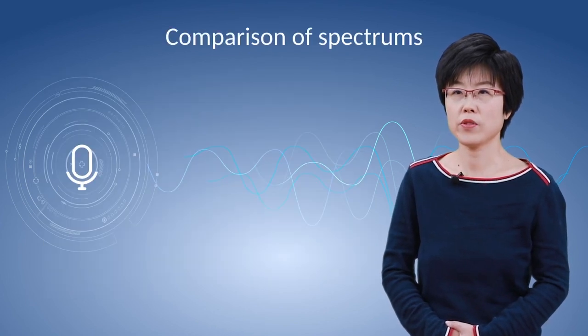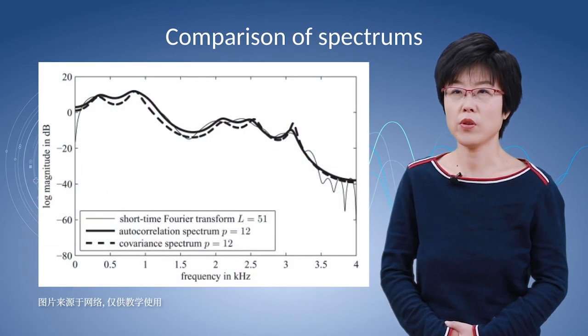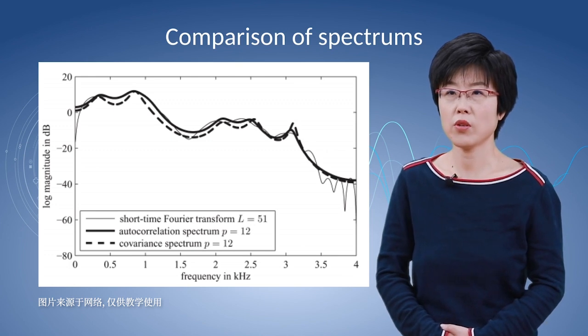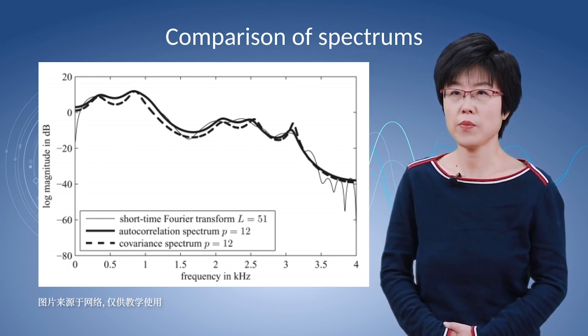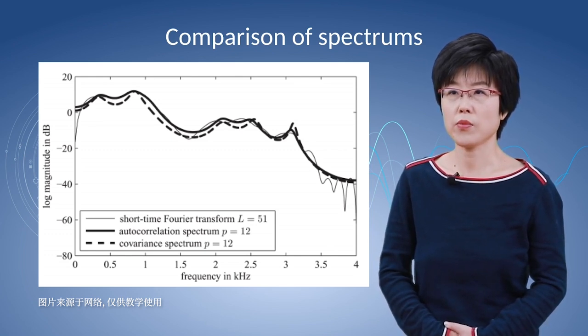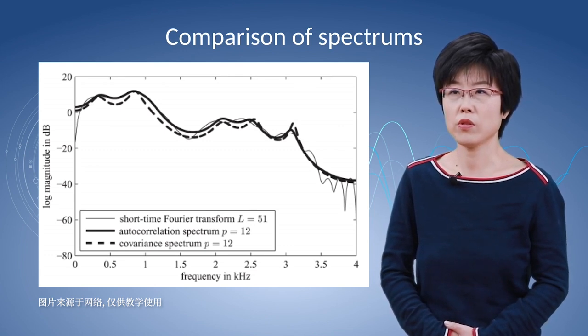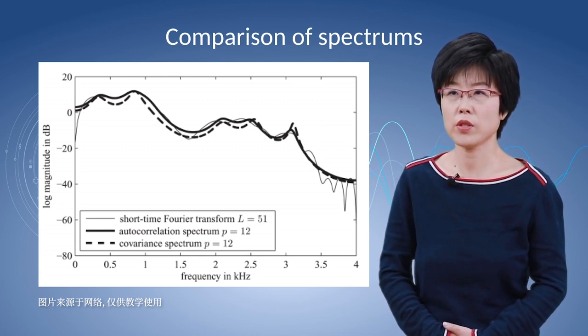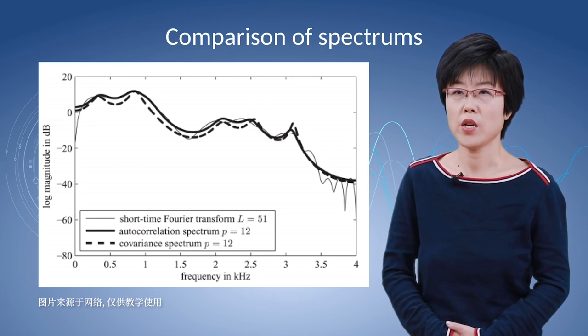The spectrum of a speech segment with the short-time Fourier transform, when using a short window duration, is similar to the LP spectrum when the order P is not large. In the example, window length L is equal to 51 samples, which is just the frame length. The prediction order P is equal to 12. Note there are small differences in LP spectral shape between the autocorrelation and covariance methods.